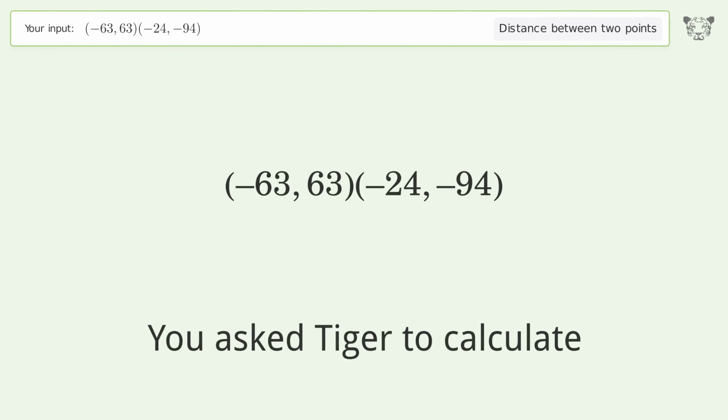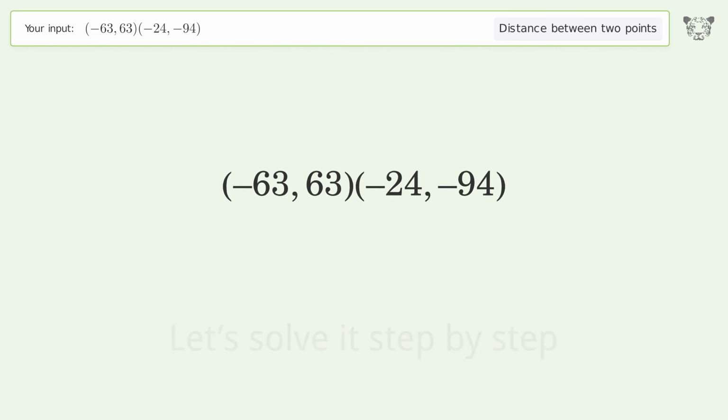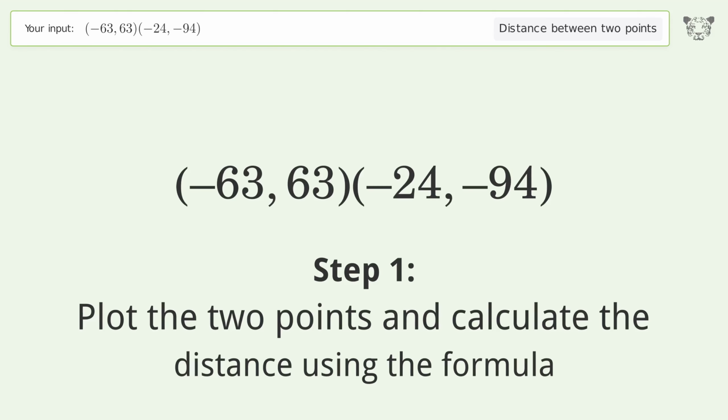You ask Tiger to calculate. This deals with the distance between 2 points. The distance between the 2 points is the square root of 26,170 or 161.771. Let's solve it step by step. Plot the 2 points and calculate the distance using the formula.